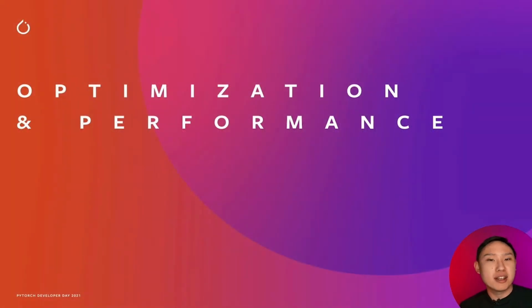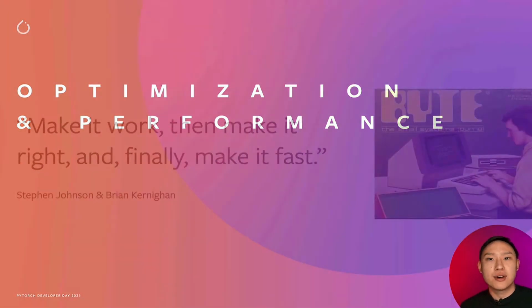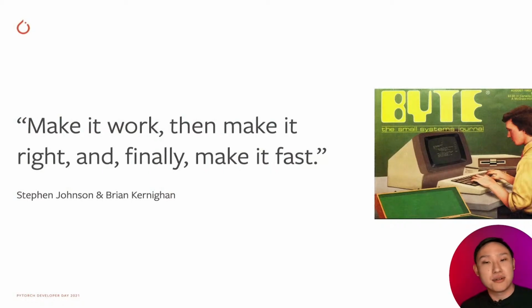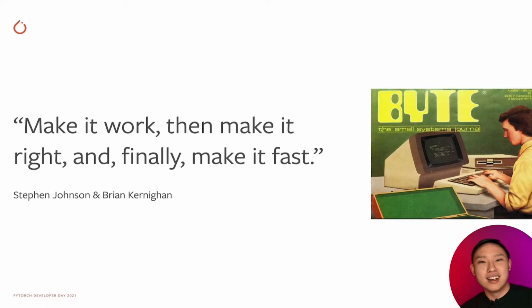Lastly, I wanted to zoom in on optimization and performance as it applies to Eager in production. In the August 1983 edition of Byte magazine, Stephen Johnson and Brian Kernighan were making the case to a skeptical audience for writing programs in their new high-level expressive programming language. They argued that iteration speed and flexibility trumped raw performance, not because performance wasn't important, but because you could always go back later and add performance. That's the idea behind make it work, then make it right, then finally make it fast. The irony of this case is that this high-level expressive programming language they were talking about was C, but I think it applies just as much to machine learning today.